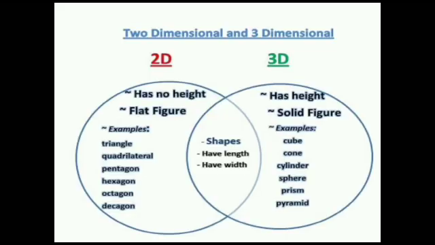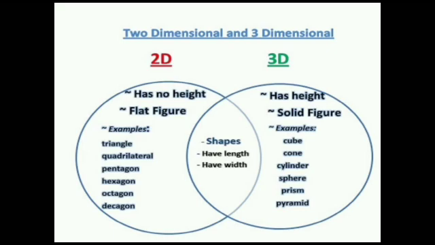Here are the differences between 2-dimensional and 3-dimensional. So a 2D shape has no height. It is a flat figure. For example, triangle, quadrilateral, pentagon, hexagon, octagon, decagon.